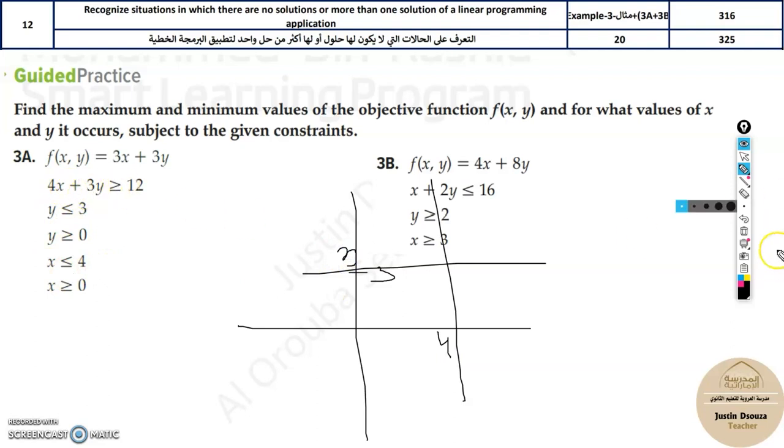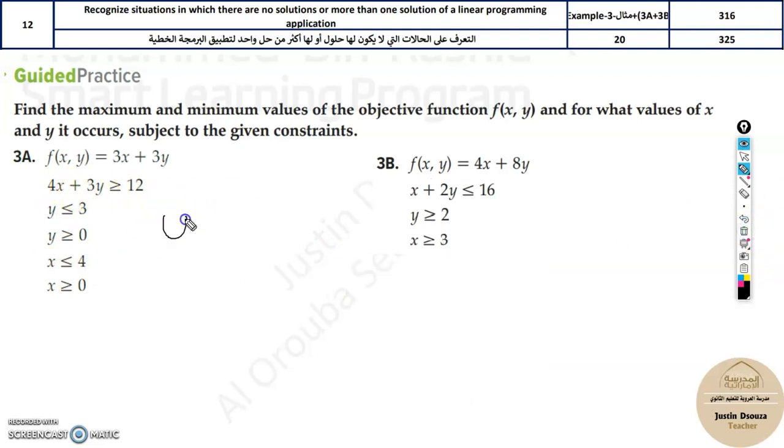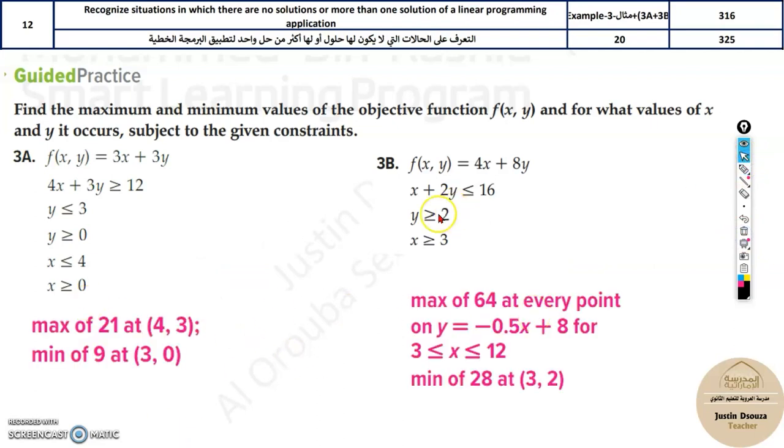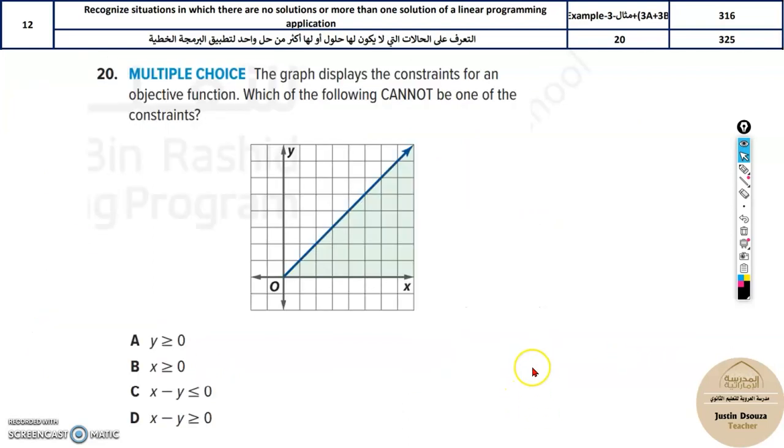Only one equation will be difficult. You need to write it in terms of y is equal to mx plus b and graph it. You can make the table and graph or however you like. So that's the thing over here. Do it by yourself and check the answers. You can find it out easily. And then over here, the graph displays the constraints. Now over here, a graph is given and they're asking which of these is wrong.